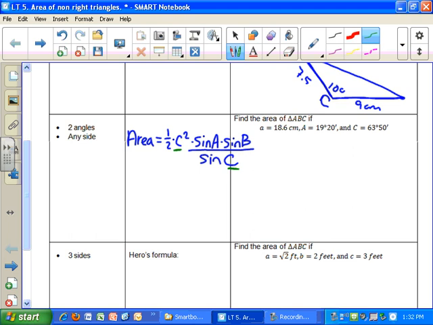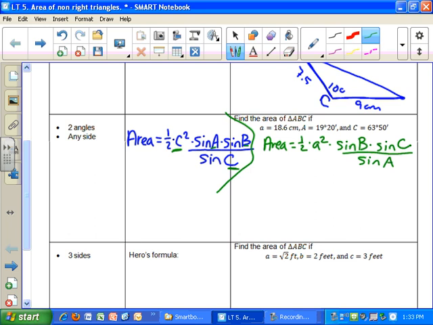So for this example, when it wants us to find the area where we know side A is 18.6 and we know angle A and angle C, we have to know all three angles to be able to plug in for A, B, and C. But the one side that we know is side A. So for this example, we'll say area equals 1/2 A squared, which means we'll have to do the sine of B on top times sine of C on top and divide it all by the sine of A.